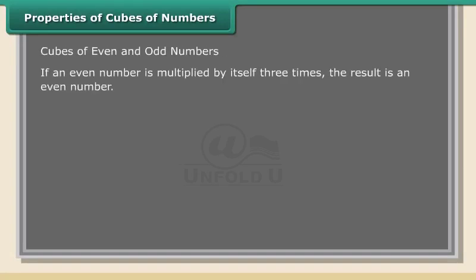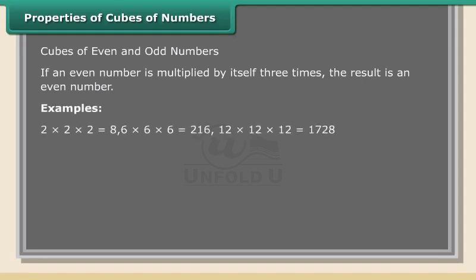Properties of cubes of numbers. Cubes of even and odd numbers. If an even number is multiplied by itself 3 times, the result is an even number. Examples. 2 into 2 into 2 is equal to 8. 6 into 6 into 6 is equal to 216. 12 into 12 into 12 is equal to 1728.